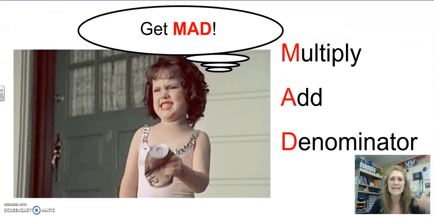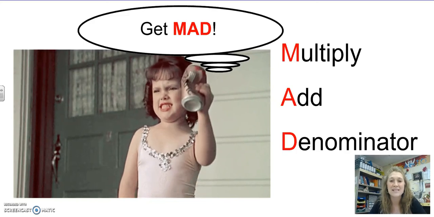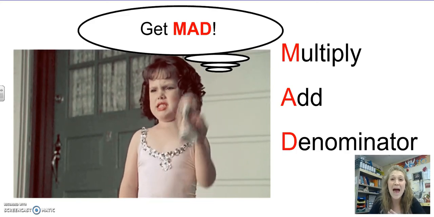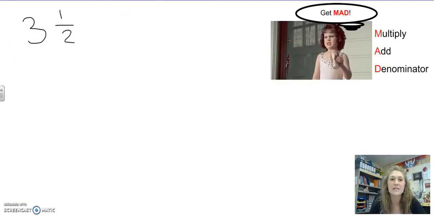Just remember to get MAD, just like Darla is in this. MAD reminds us that we need to multiply, add, and then look at our denominator. So let's get MAD by looking at this mixed number, 3 1/2. The first thing that we need to do is multiply. We're going to multiply the whole number times the denominator.